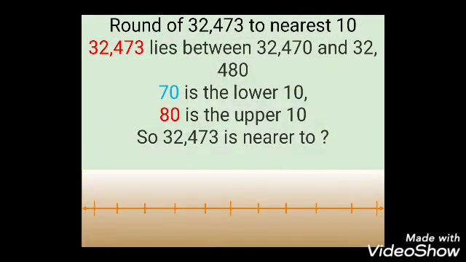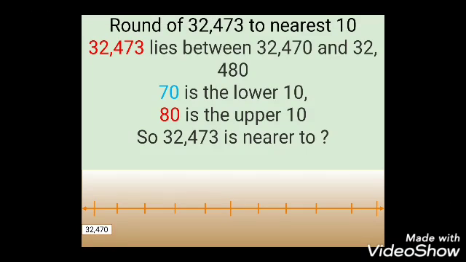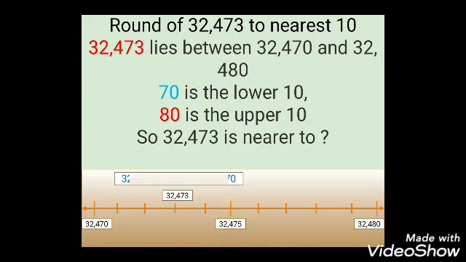Now let us take a 5-digit number, 32,473 to the nearest tens. So this lies between 70 and 80, the lower 10 and upper 10. Here we have placed the digits and now we find out that this number is nearer to the lower 10, and the approximated value is 32,470.